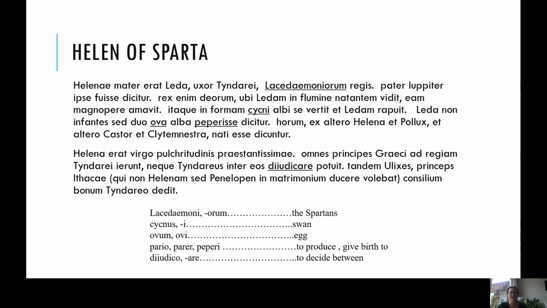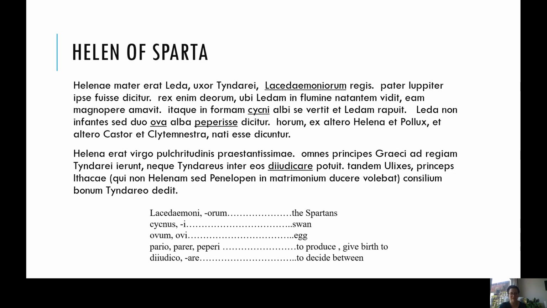Itaque in formam cicni albi severtit, et ledam rapuit. And so he turned himself into the shape of a white swan. It's quite a strange thing to have done, but we can talk about that later. Et ledam rapuit, and he seized Leda.